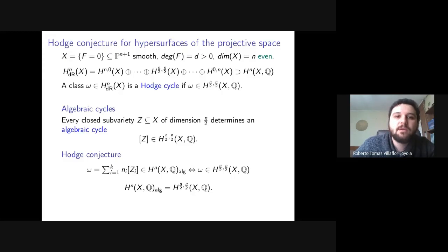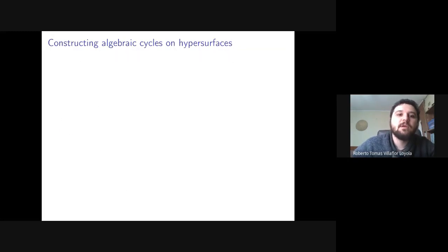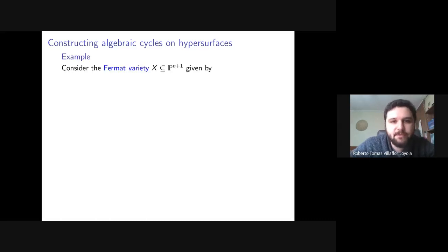And okay, let's continue. So now I want to go back to the title of the talk, constructing algebraic cycles on hypersurfaces. Let's first look at a very naive example. So consider the Fermat variety. The Fermat variety is the simplest equation that you can imagine. And I ask you to find algebraic cycles inside it, right? So how do we do it? There is a simple way to construct algebraic cycles in the Fermat variety. That is in the following way.